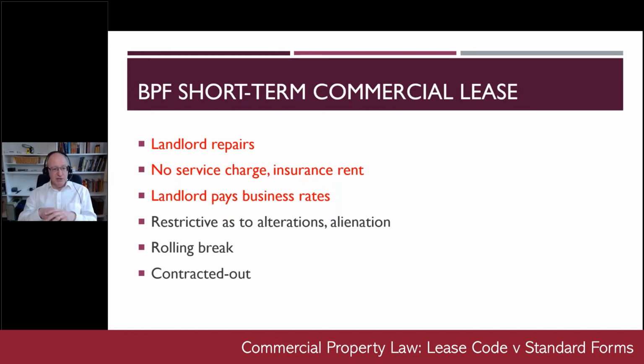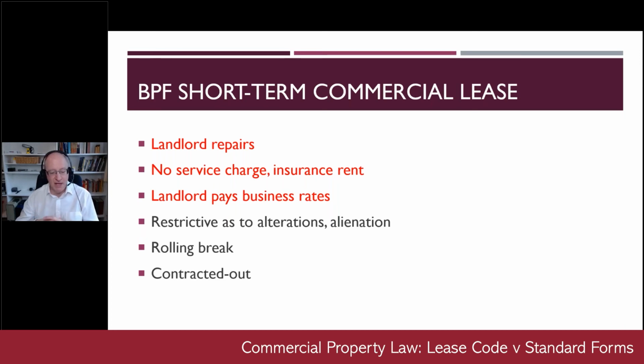As I was talking about in relation to inclusive rents a little bit earlier on, it's the opposite of the idea of the FRI lease. Certainly, it's not going to be regarded as being institutionally acceptable. The BPF say in their notes that they are confident that landlords will increasingly be willing to offer terms like this on a short-term letting, and that does seem to be borne out in the present market.